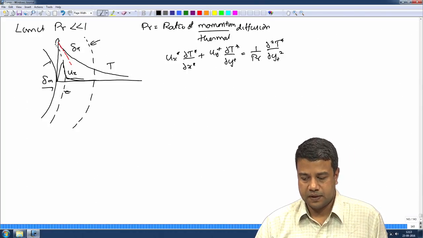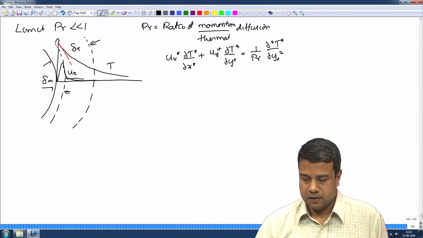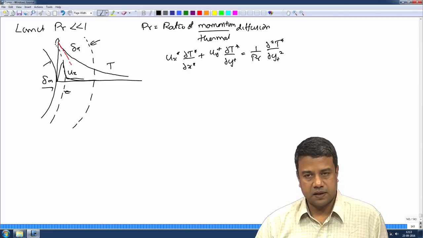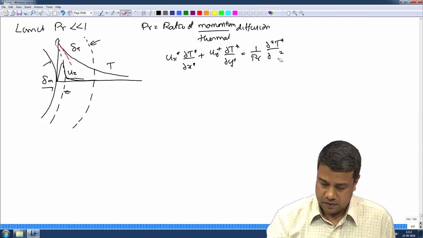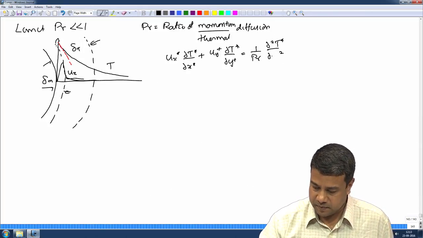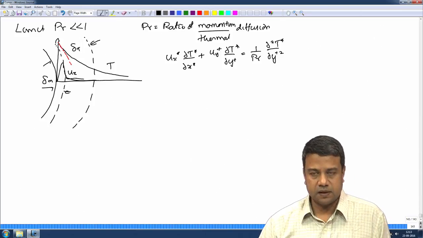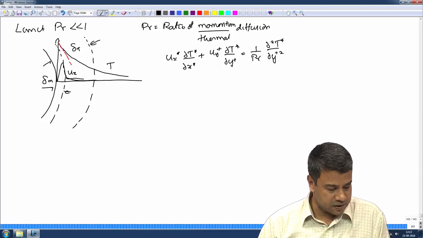Now, I said that the thermal boundary layer and the momentum boundary layer are different. Now, obviously, the thermal boundary layer is going to be much larger than the momentum boundary layer in the limit as the Peclet number goes to 0.